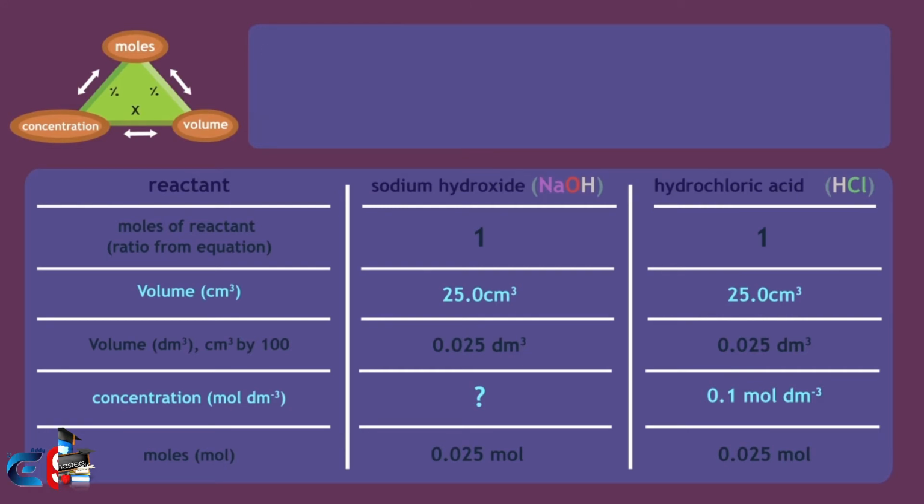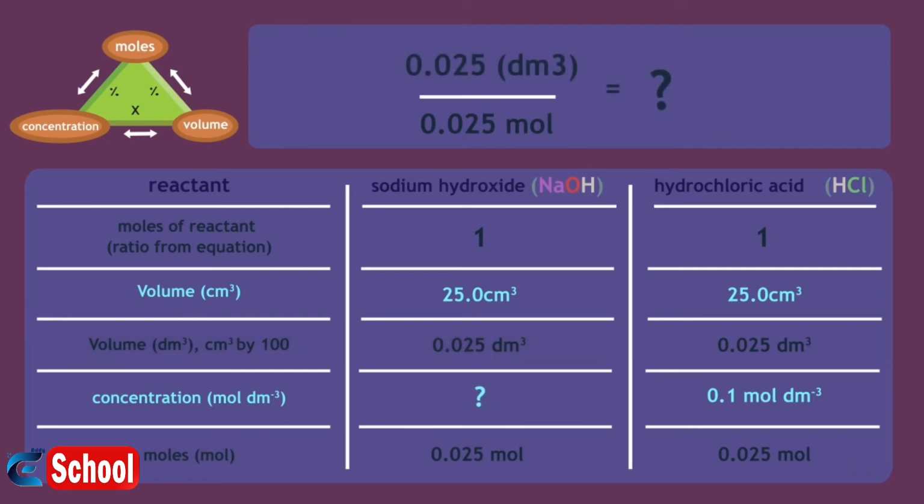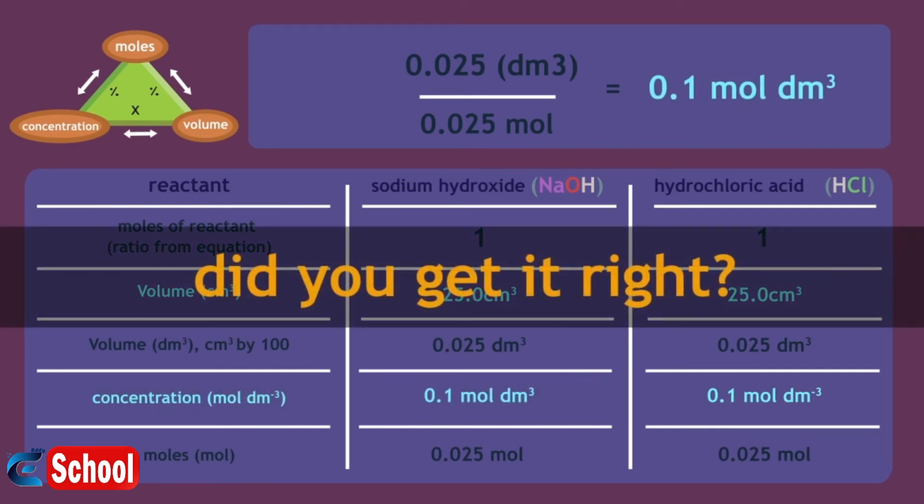The correct way to do this is to divide the number of moles by the volume in decimetre cubed. This means the unknown concentration of sodium hydroxide is also 0.1 moles per decimetre cubed. Did you get it right?